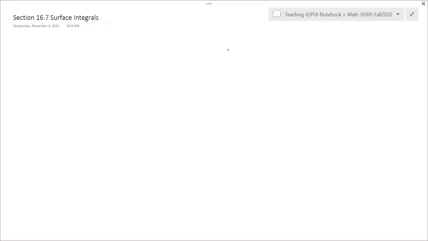So given a surface, we have to define the so-called surface element, that is dS, a small tiny bit of region over the surface. We have the so-called area element, that's called dS. And this surface we denote by S.